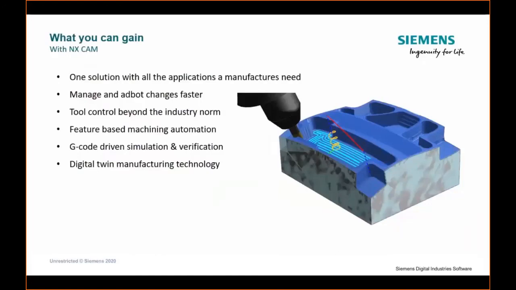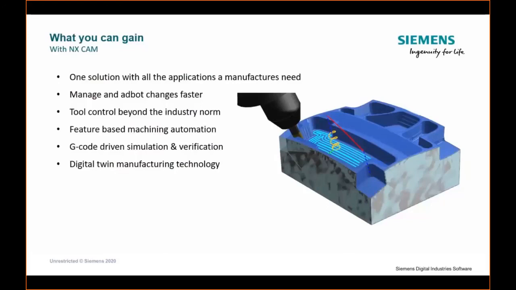Manage and adopt changes faster. Tool control beyond the industry norm, feature-based machining and automation, G-code-driven simulation and verification, and of course, digital twin manufacturing technology.